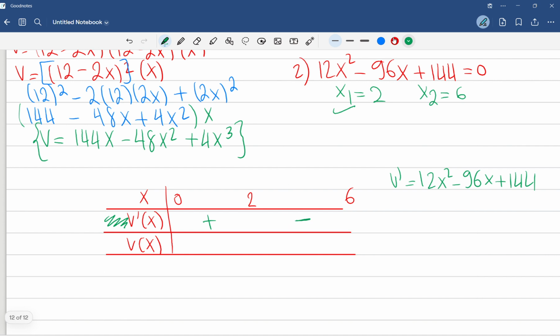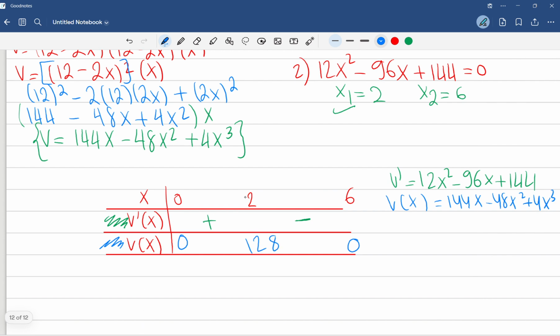Now let's move on to v of x. I'm going to use blue here. And my v of x was, what did we say it was? 144x minus 48x squared plus 4x cubed. Okay, now at 0 and 6 at my domain, v of x is always 0. Why? Because we equated it to 0, remember? So we found the zeros of my equation. So at the domain, it's always a 0. And if you're unsure, you're more than welcome to substitute it here in v of x, and you're going to get zeros for both.